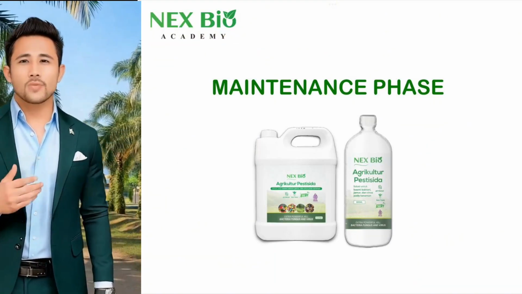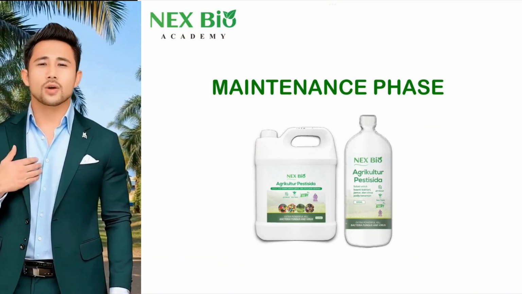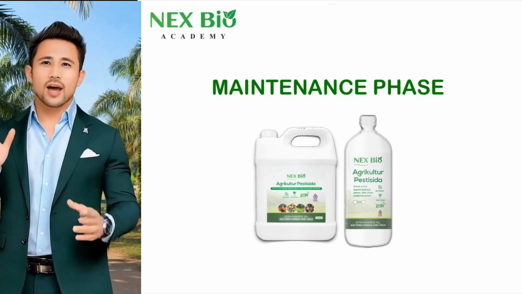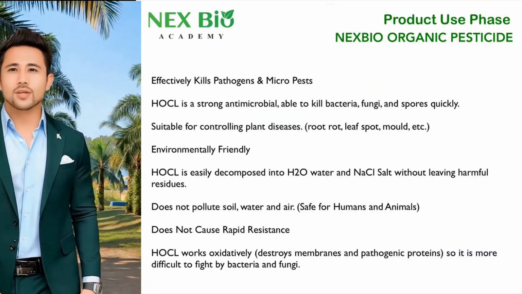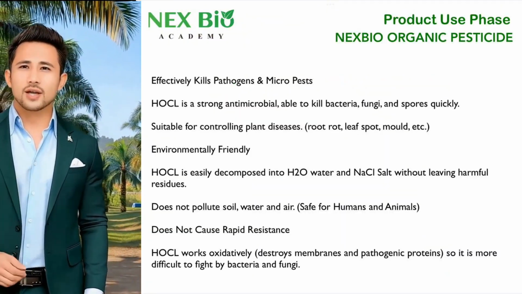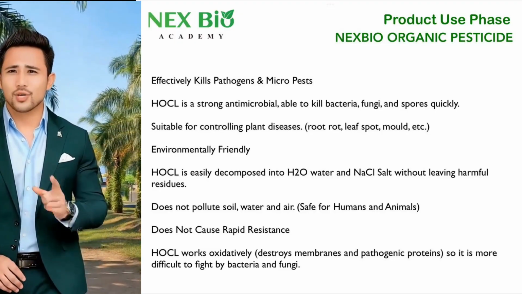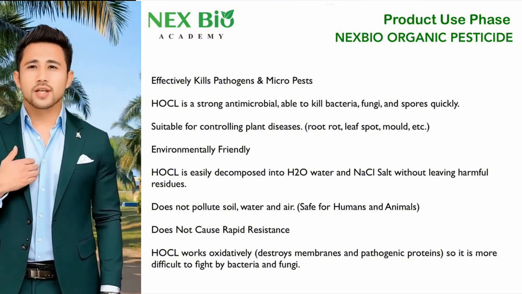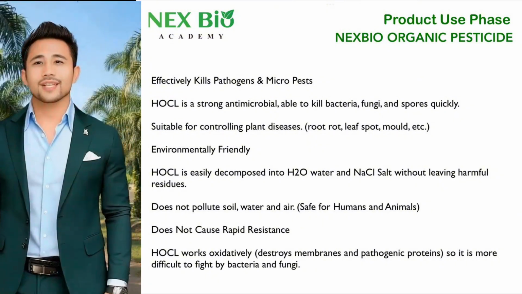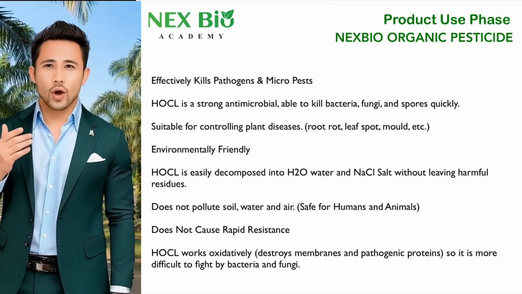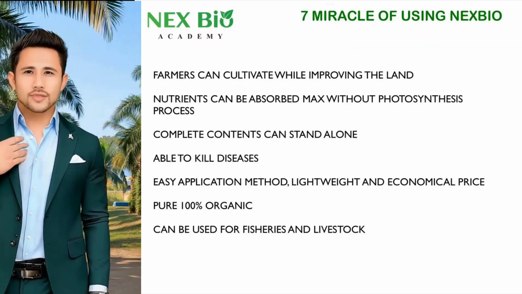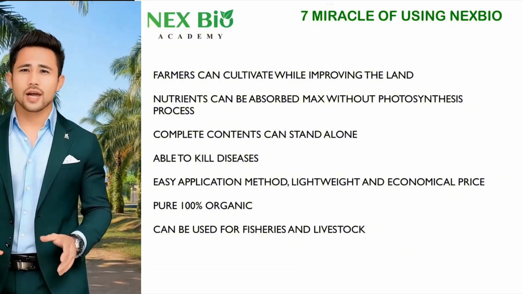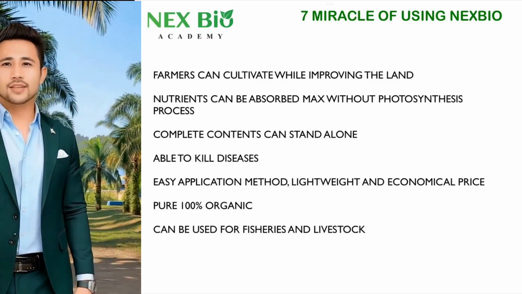So the last thing, you can see, this is the maintenance phase. You can use this product, Nexbio organic pesticide, to prevent or to kill viruses, bacteria or other microorganisms in your agricultural cultivation. This Nexbio organic pesticide contains HCl. It is very effective to kill pathogens and micropests. HCl is a strong antimicrobial, able to kill bacteria, fungi, and spores quickly, suitable for controlling plant diseases like root rot, leaf spot, mold, etc.